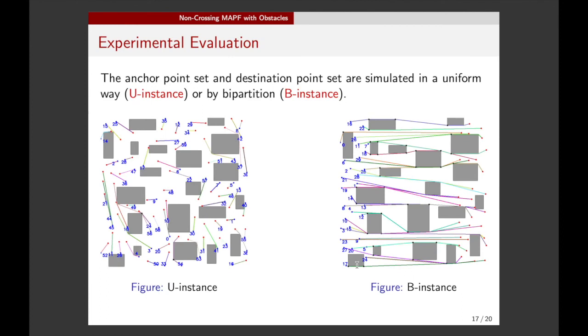For the experimental evaluation, we consider two kinds of simulation, and they are all motivated by real application scenarios. The first one is that anchor points and destinations are randomly generated according to a uniform distribution, and we call it U instance. And the other one is B instance, where the two sets of points are generated on the left part and the right part of the workspace.